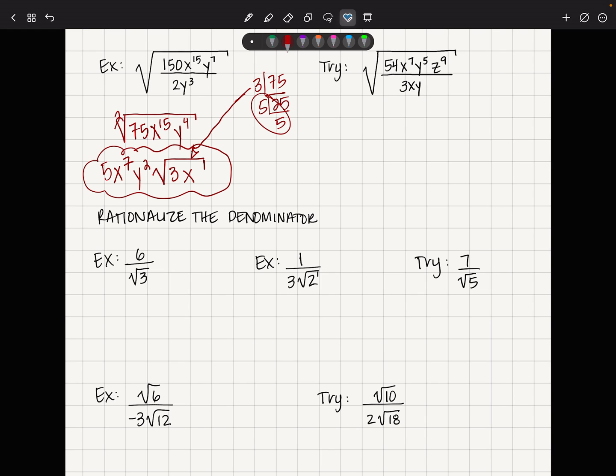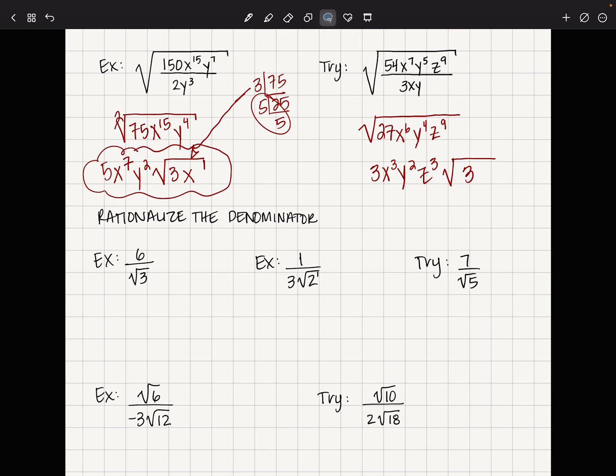And then the try, we should get the square root of 27, x to the 6th, y to the 4th, z to the 9th. And that's going to be 3x cubed, y squared, z cubed, times the square root of 3. I think I made a mistake here. I did. 2 goes into 9 4 times.